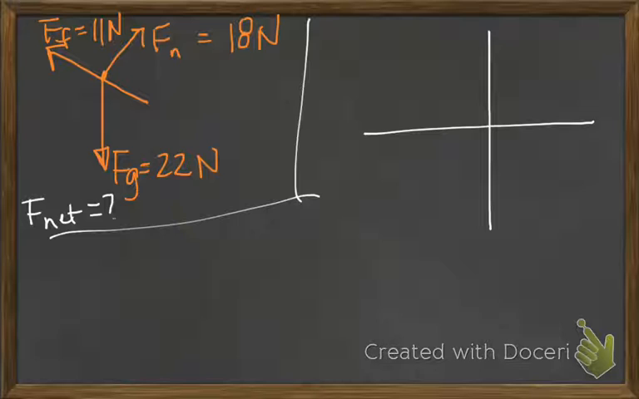Okay? Normal force up here, 18 newtons. You've got force due to friction, which is 11 newtons. And then the force due to gravity, which quadrant is it going to end up in? 1, 2, 3, or 4? It's going to end up in 4. And that was 22 newtons. So that's the way I'm going to draw it there.